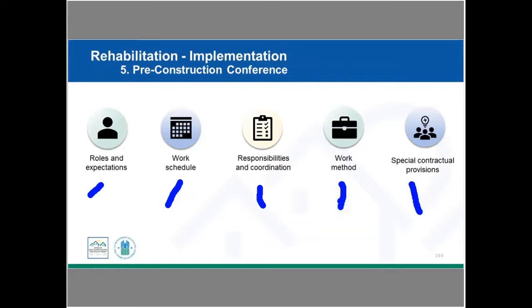And then there are going to be special contractual provisions, and we want to call these out. This might cover areas such as what we do for debris disposal, or we want to make sure at the end of this project that this unit and the common areas are achieving successful clearance, and we're not going to consider this project complete, and we're not going to pay everybody until we meet successful clearance. So we want to make sure these special contractual provisions are called out and reviewed during the pre-construction conference.